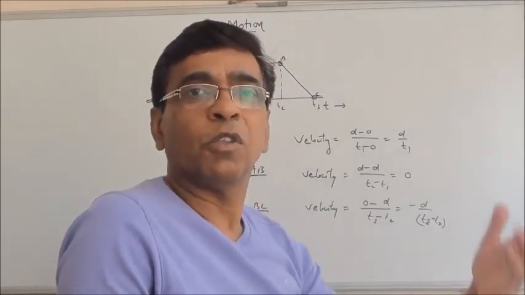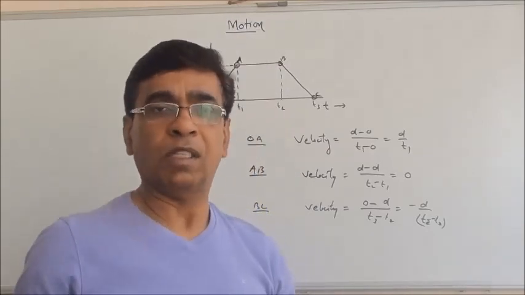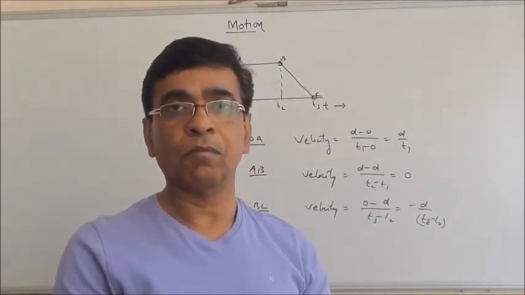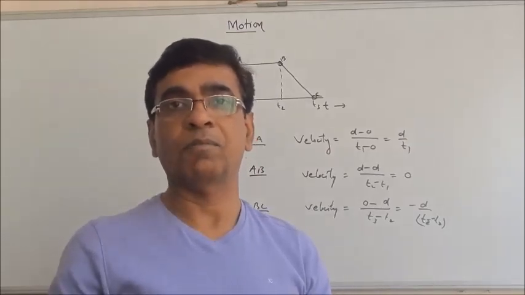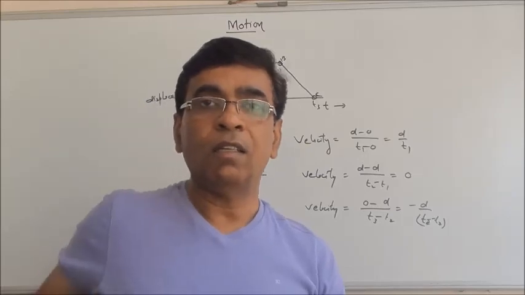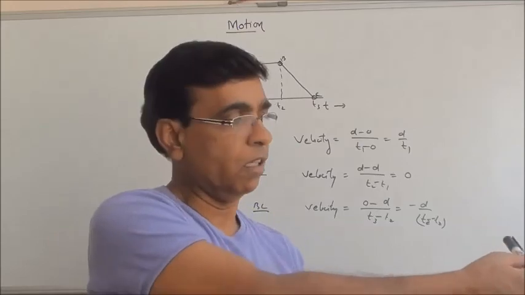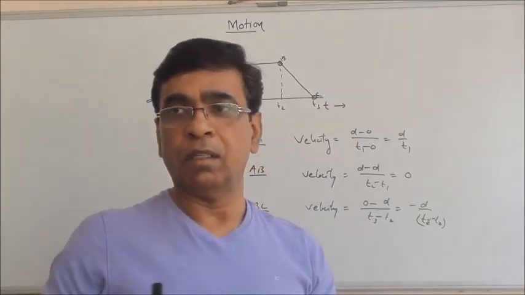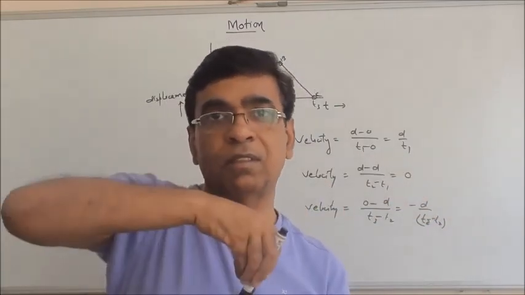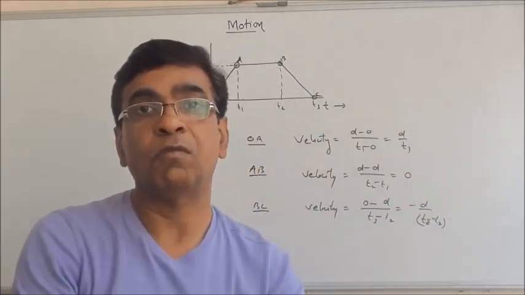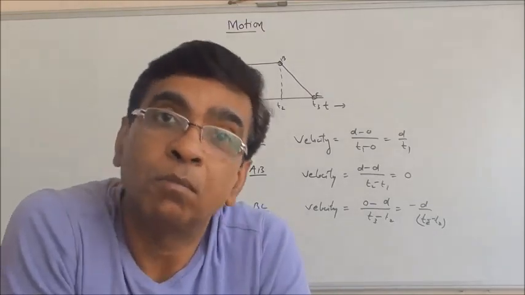Distance always keeps on increasing. Displacement may decrease, like in this case, displacement is decreasing and then it is increasing on the minus side, but distance is always increasing. A body comes from here to here, then here to here, then here to here. It has covered this plus this plus this plus this distance. So distance will never decrease. Displacement can decrease and may become zero also.